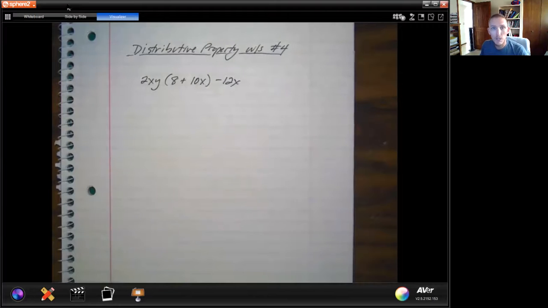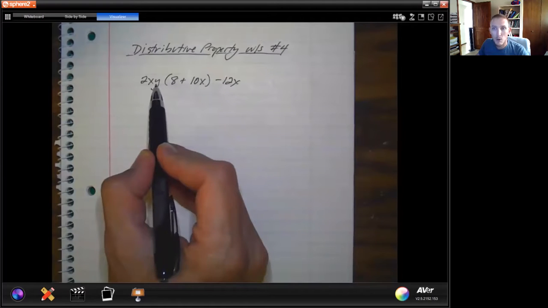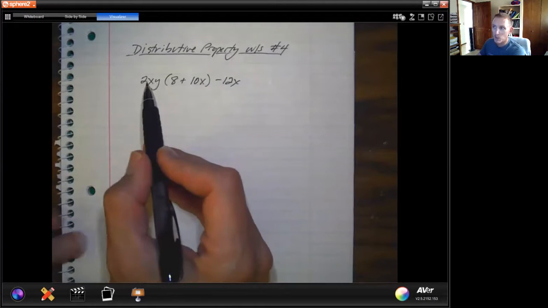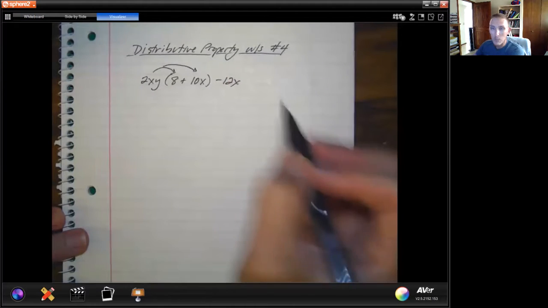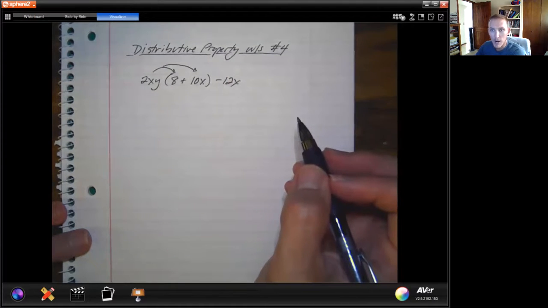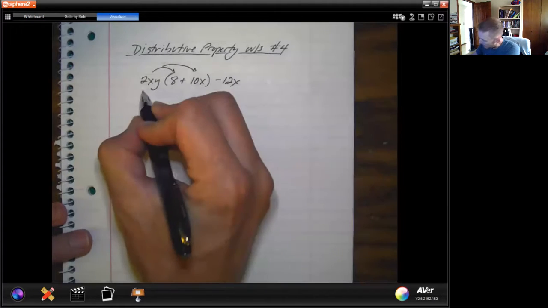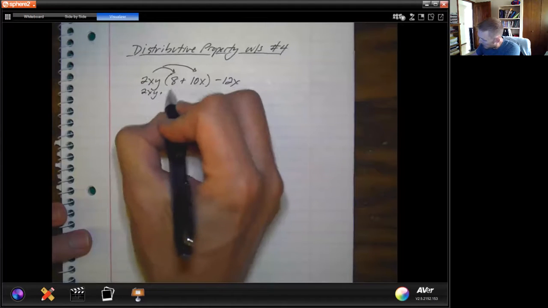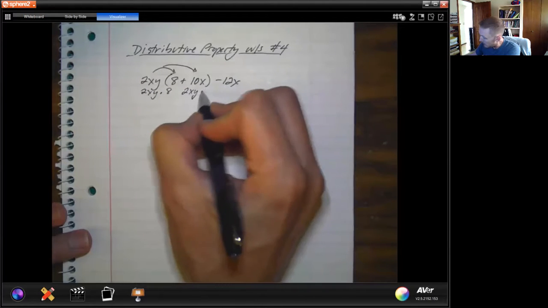So if we're looking at this particular problem as we go through, the 2xy is going to be what distributes into the parentheses. Now we're going to have to keep track of the variables as well as the exponents. So I'm going to send this in here and distribute. Some of you are going to want to show this step of work that I'm going to put on the example because it's going to help eliminate some of the mistakes. So we've got 2xy times 8. So what I'm going to show is 2xy times 8, and then the second arrow is 2xy times 10x.